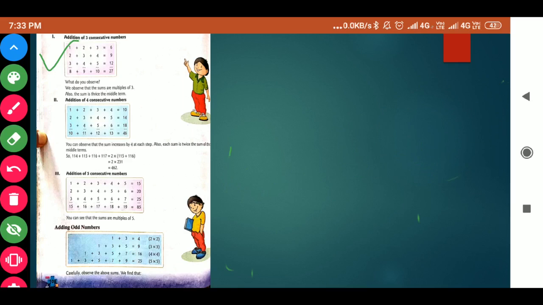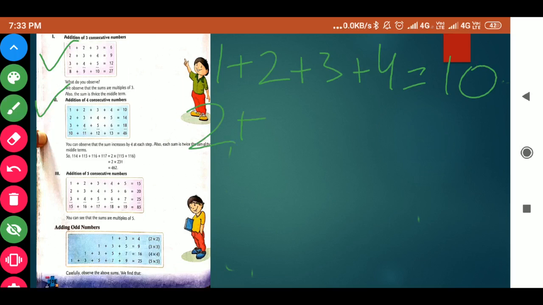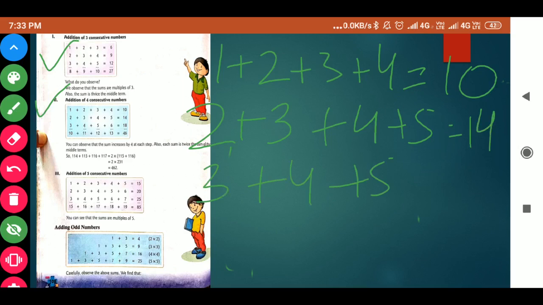Now, the second is addition of 4 consecutive numbers. The first one is 1 plus 2 plus 3 plus 4 and the sum is 10. Similarly, the next is 2 plus 3 plus 4 plus 5, you will get answer 14. Now 3 plus 4 plus 5 plus 6, you will get answer 18. Here you can see easily what the sum is. Now what do you observe?